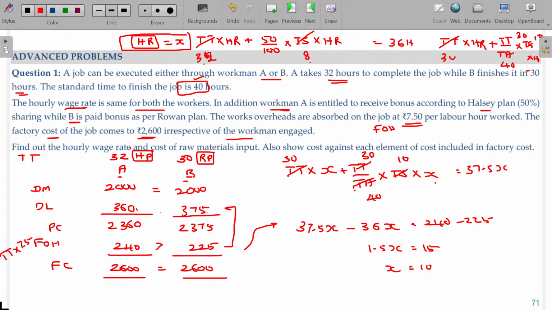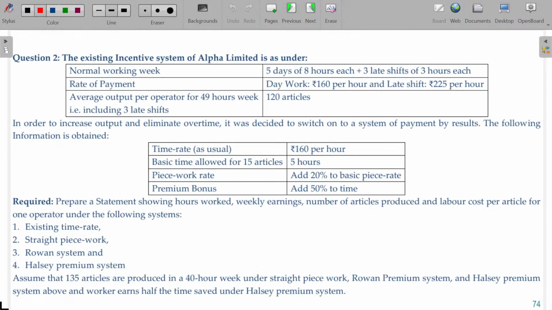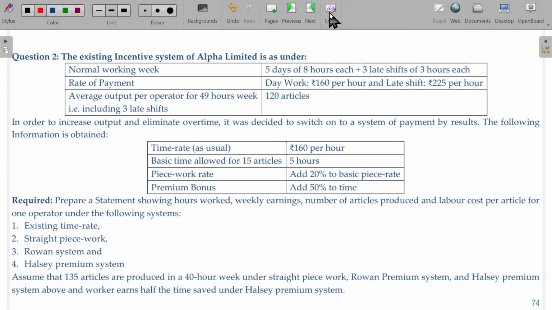Clear? Now let's move on to the next question. Question number 2 is one of the comprehensive illustrations asked in CA Inter. The earlier one was also asked in CA Inter as well as CMA Inter. This question was asked in CA Inter. One of the interesting illustrations.